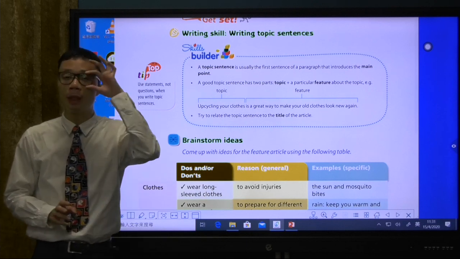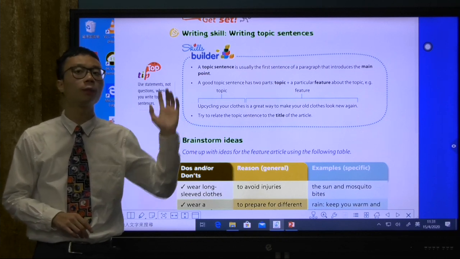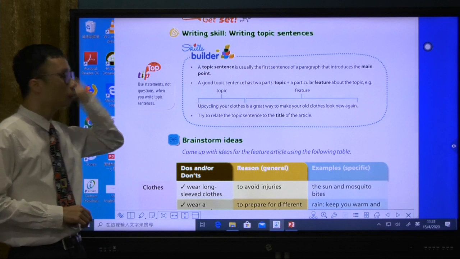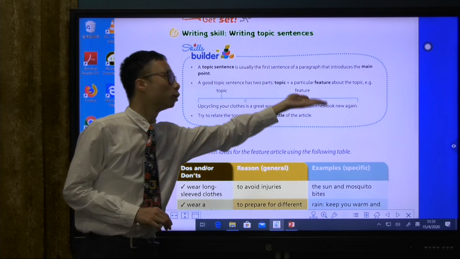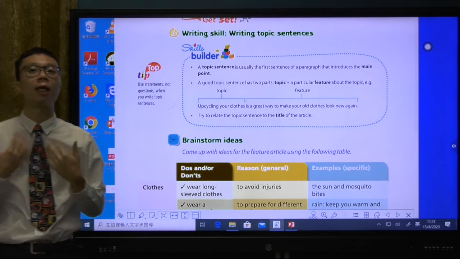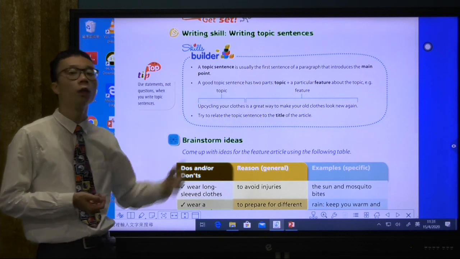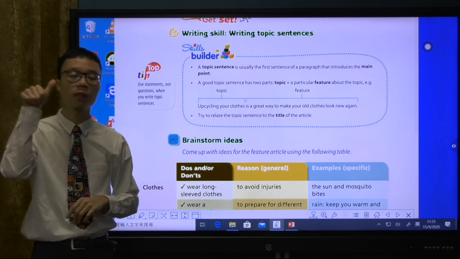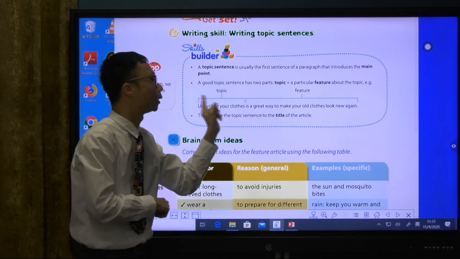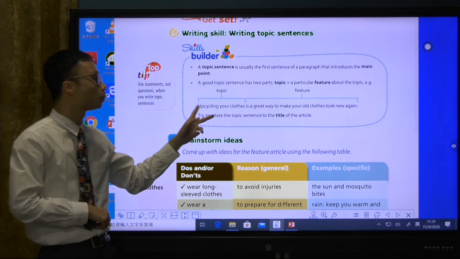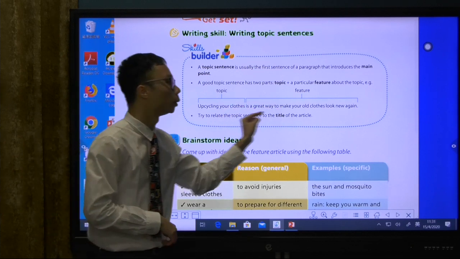But you have to pinpoint your topic. What do you want to talk about when you talk about upcycling your clothes? When I talk about upcycling, I want to talk about how it makes your old clothes look new again. This is what I want to talk about. So even if I throw out the topic, upcycling your clothes, you have to talk about some features. What are you talking about in this topic? And this is an explanation. Okay, we got a topic here, and then we talk about the feature. What do we want to talk about?